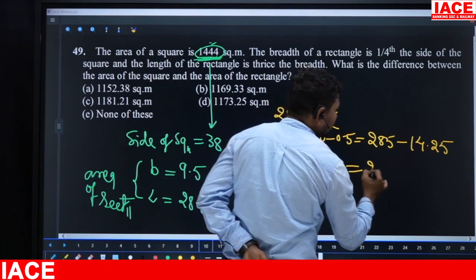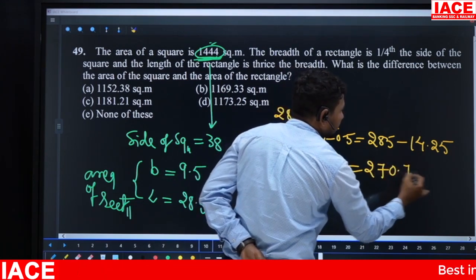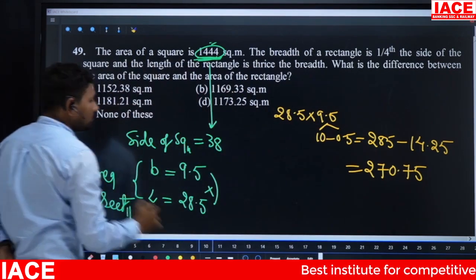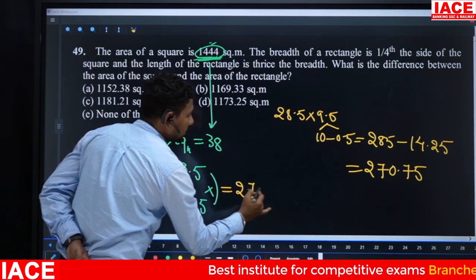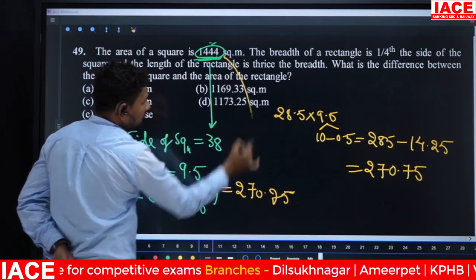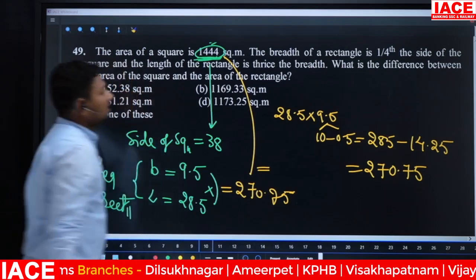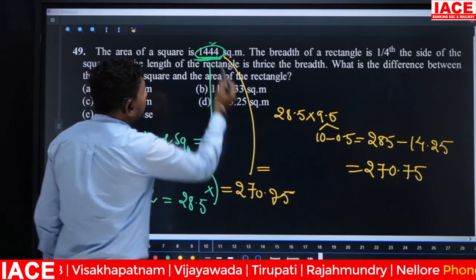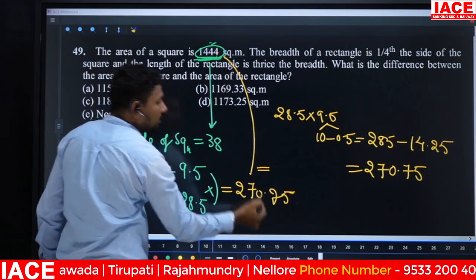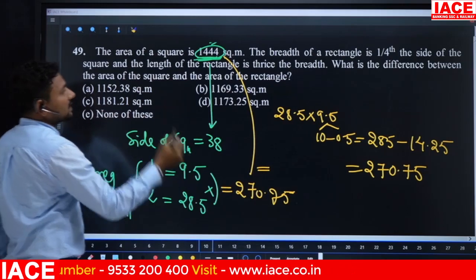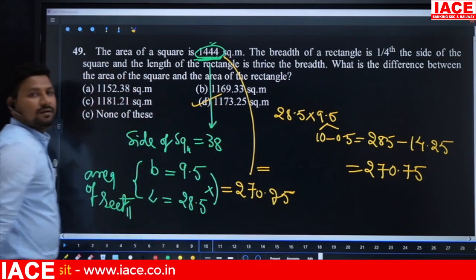We'll get what value? 270.75. This 270.75 is the area of the rectangle. And from the area of the square, the rectangle area will be removed. Our answer is there. Looking at it without the decimal, only the 0.75 decimal will be removed. Only one option contains 0.25. That is our answer, 0.25.